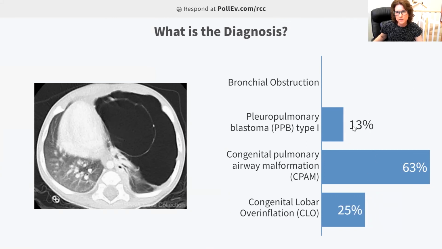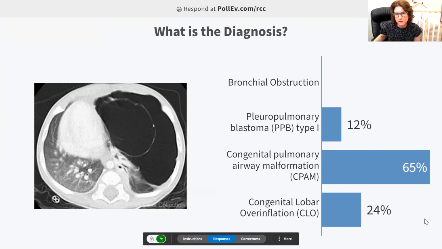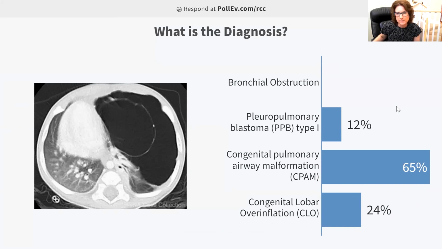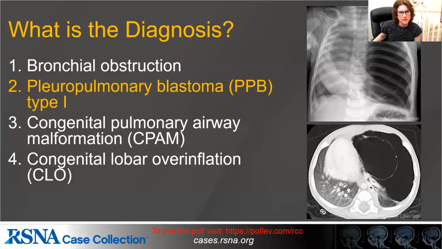Okay, so we're kind of split between these three here. Most people thinking this is a CPAM. So we'll go on. And the diagnosis is actually pleuropulmonary blastoma type 1. You can see that this is mostly a cystic lesion. This is definitely in the differential, however, and we have a hard time telling the difference between these two choices in clinical practice on a routine basis. So if you picked 3, you're in good company.